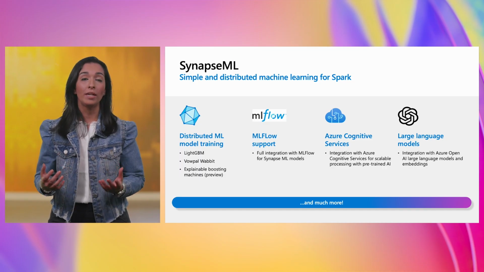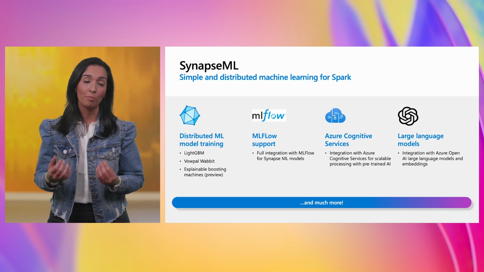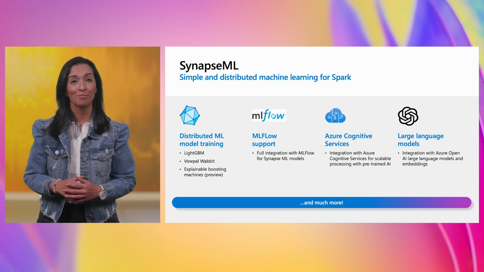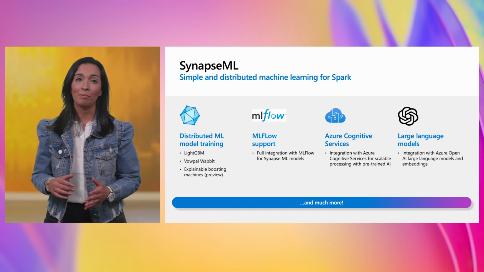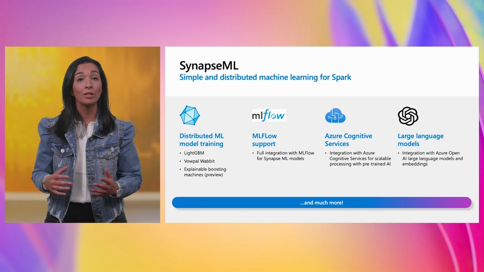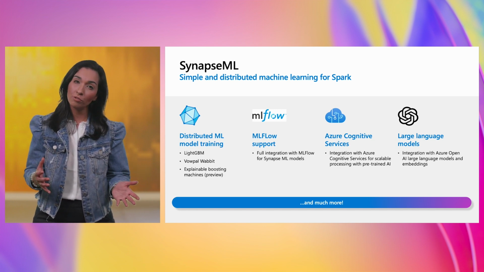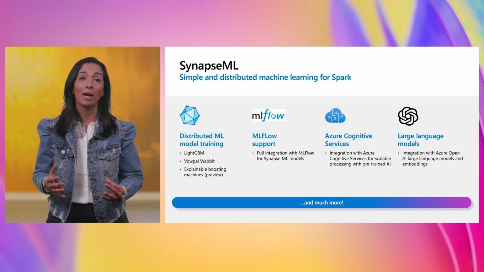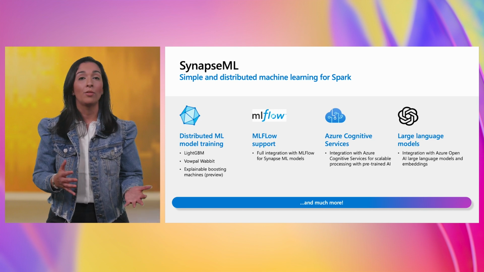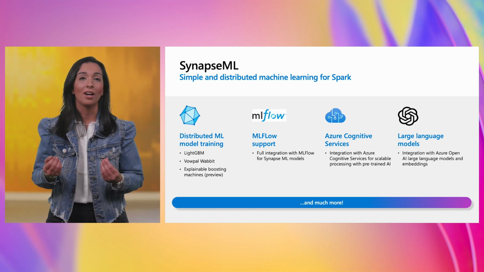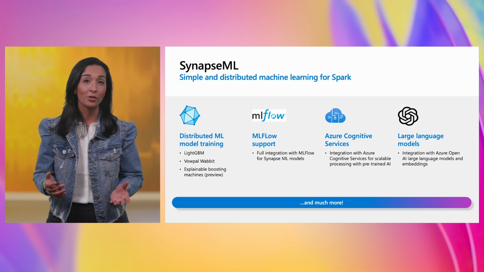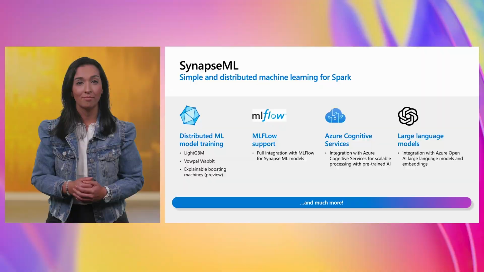Synapse ML offers training of distributed machine learning models with performant and popular algorithms. We've also added full MLflow support for Synapse ML models. Spark operators in Synapse ML also help you to work with pre-trained AI models from Azure Cognitive Services. And of course, new APIs allow you to apply large language models and those type of transformations directly on your Spark data frames. You can go to aka.ms/spark to learn more about Synapse ML.